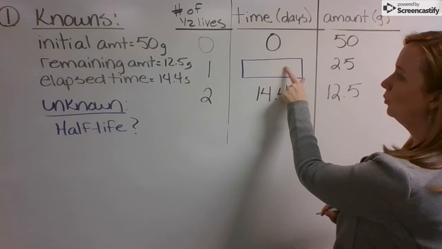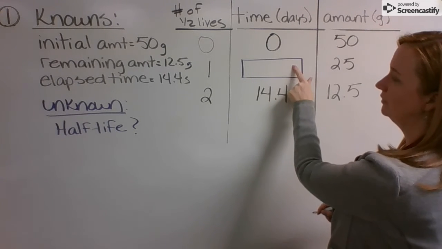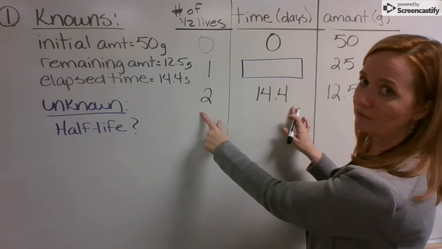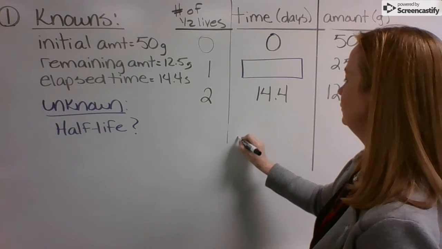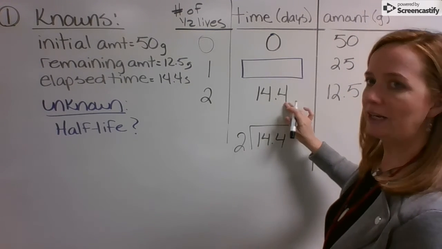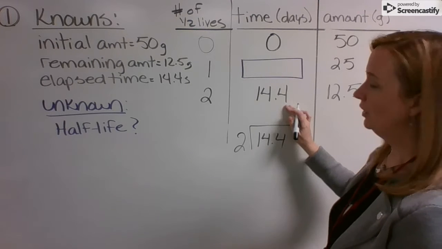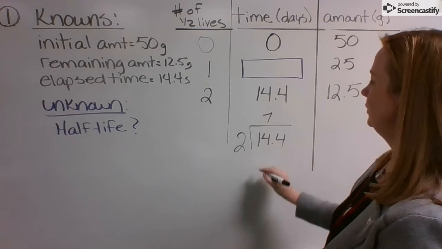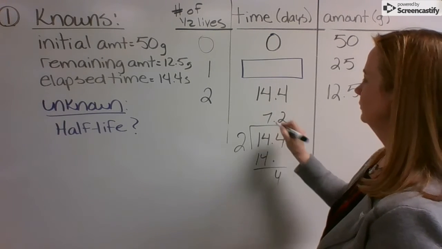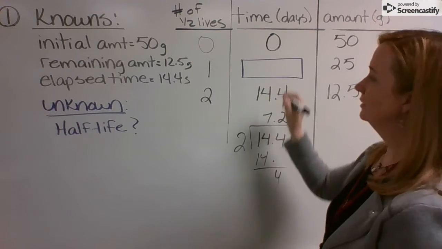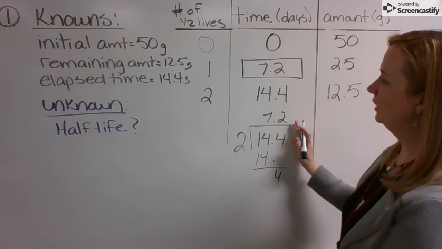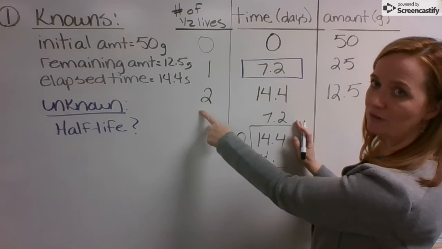Now, how do I know what the length of time is for 1 half-life? We know the total time is 14.4, and we know it underwent 2 half-lives. So we're going to say 2 into 14.4. So you're dividing this by however many half-lives you have. So 14.4 divided by 2, we end up with 7.2 seconds. So on the EOC, no need for that calculator. You could easily go through and divide 14.4 by however many half-lives we had.